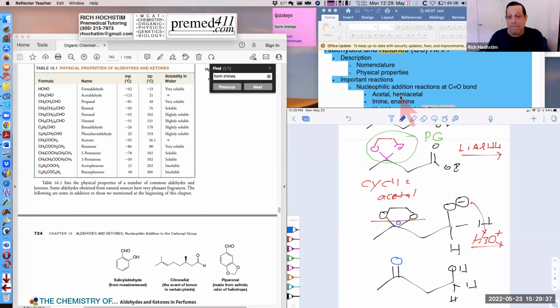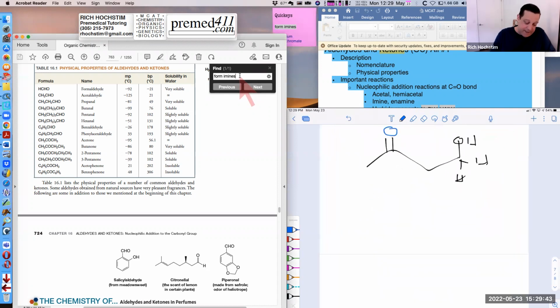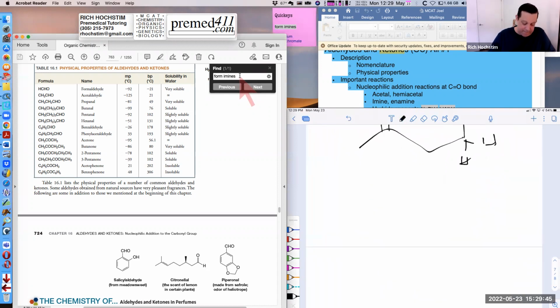Okay, let's take a look now at another exciting reaction involving imines and enamines. So what happens is if we take a ketone like this, and we react it with something like this.